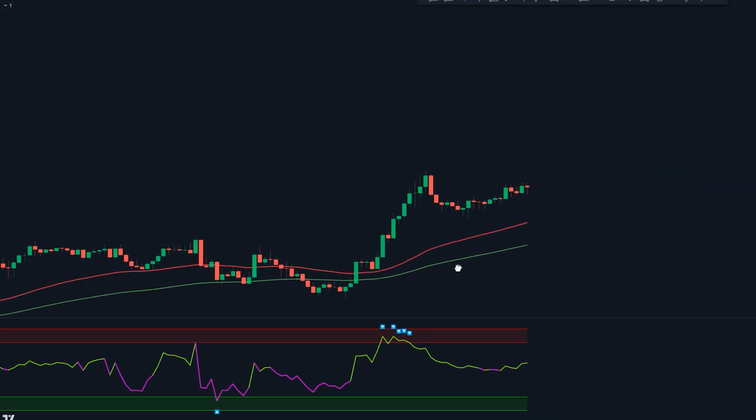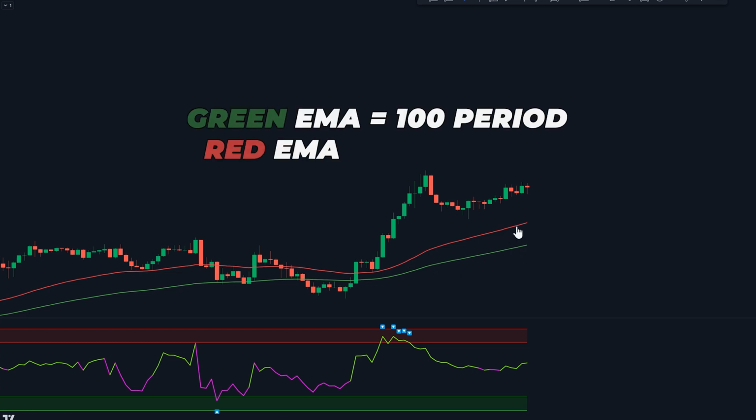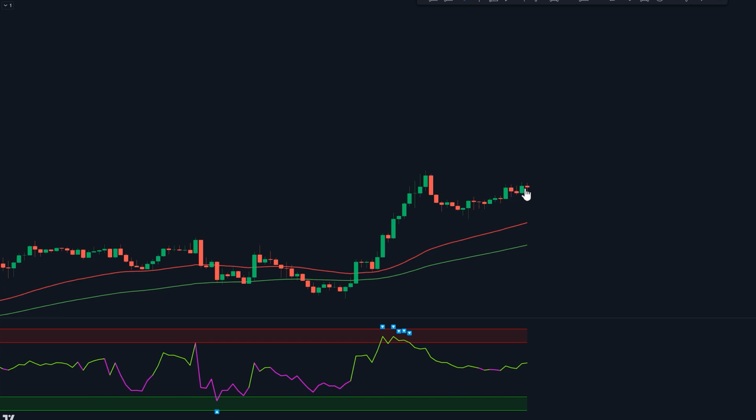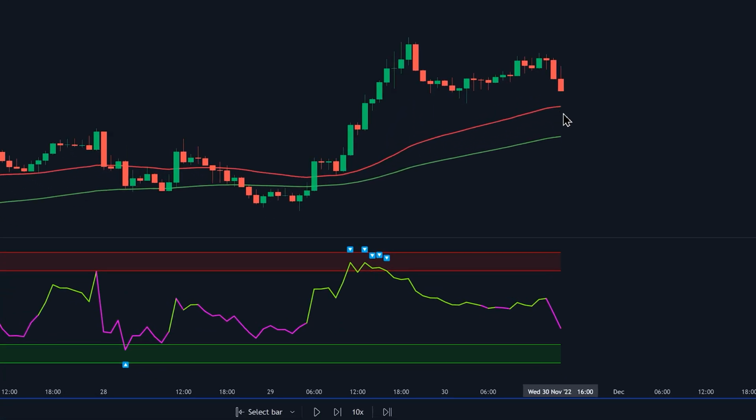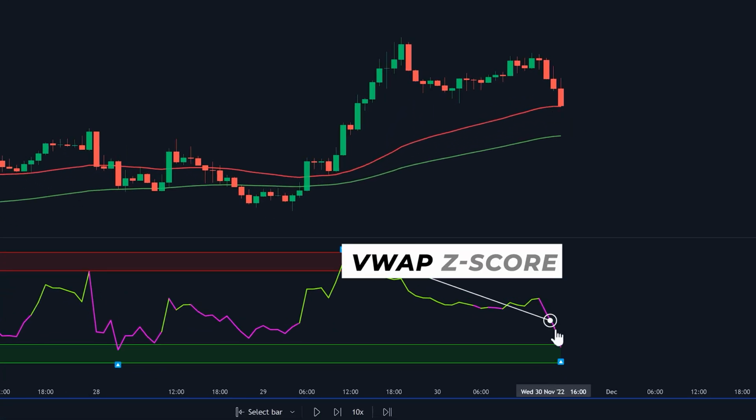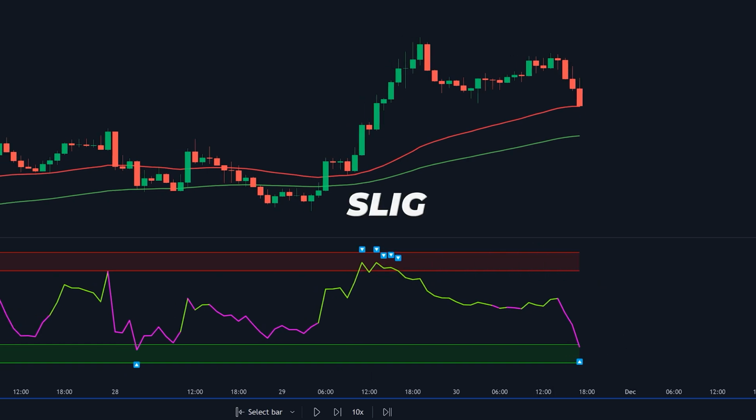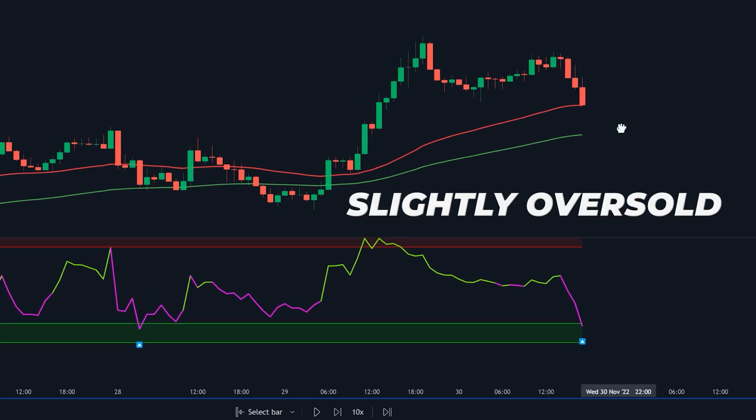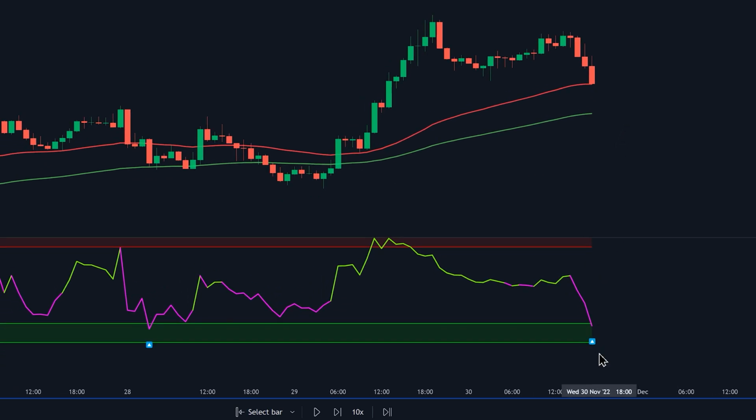In this example, the market is clearly bullish. We know this because the two EMAs are aligned with the green EMA below the red EMA, and the price was consistently trading above both the EMAs, confirming a bullish trend. The second condition is to wait for a pullback, which happens when the price retraces towards the EMAs. At the same time, the VWAP Z-Score should enter or touch the bottom threshold, indicating that the market might be slightly oversold within this bullish trend. In this case, we can see the blue upward arrow signaling the pullback.